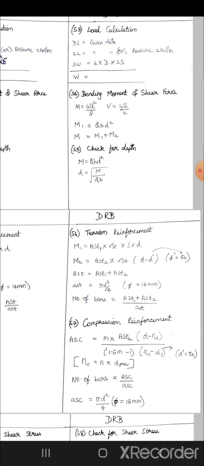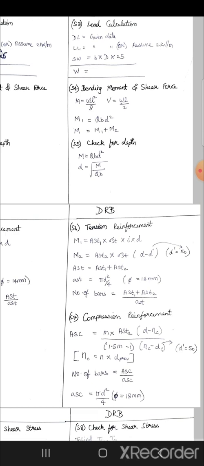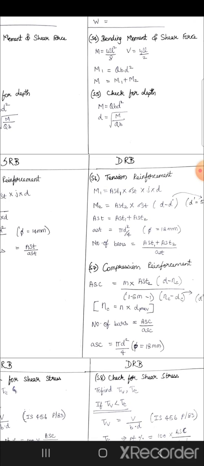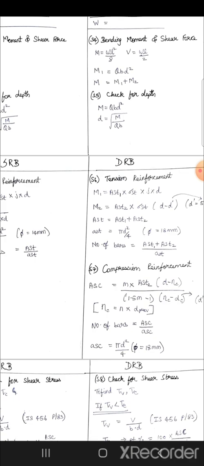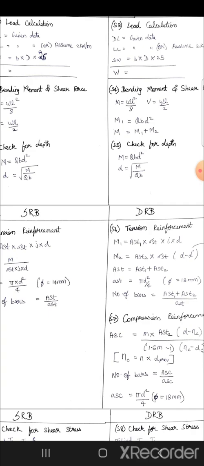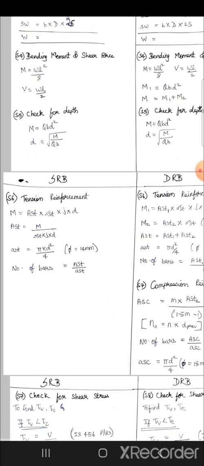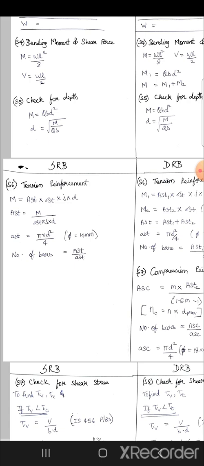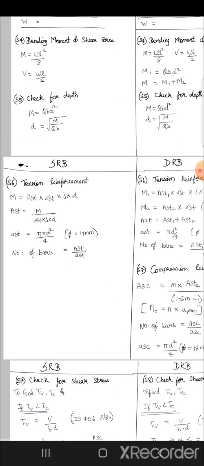So M1 formula is Q into breadth into depth provided. M2 formula is M minus M1. This is to calculate tension and compression reinforcement. So here it varies. Next step is check for depth. Check for depth formula is M into QBD square. Same for doubly reinforced beam.